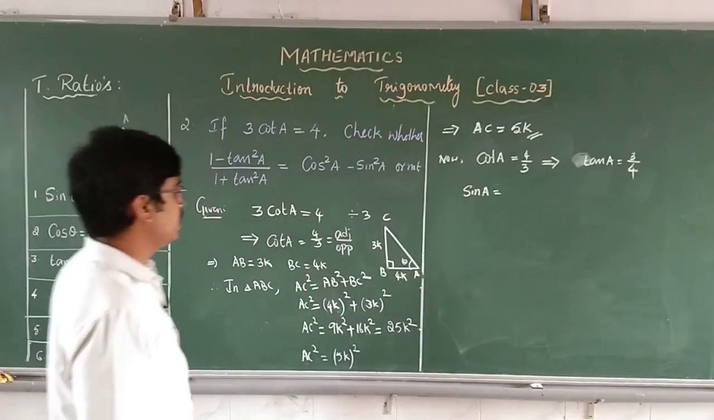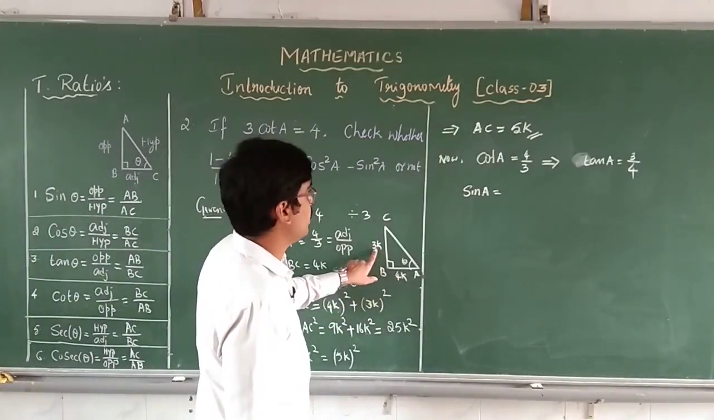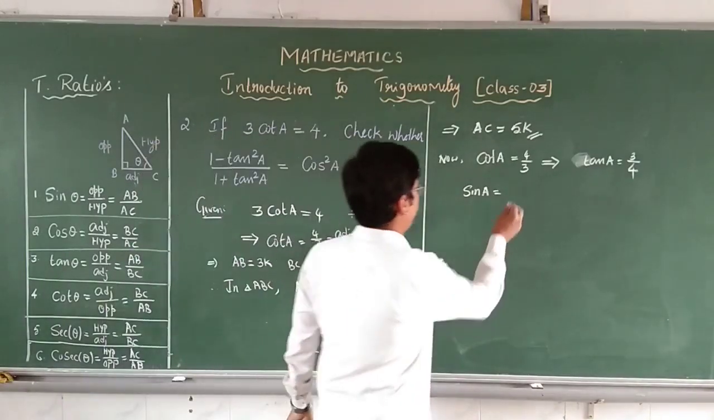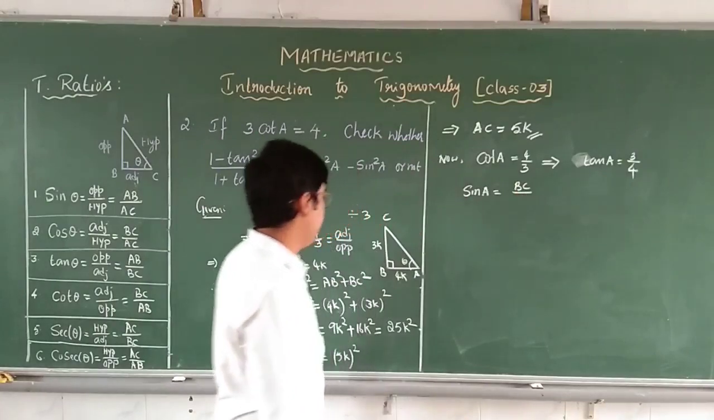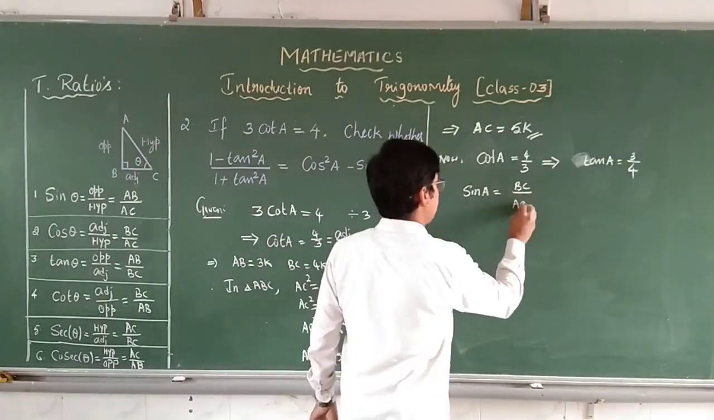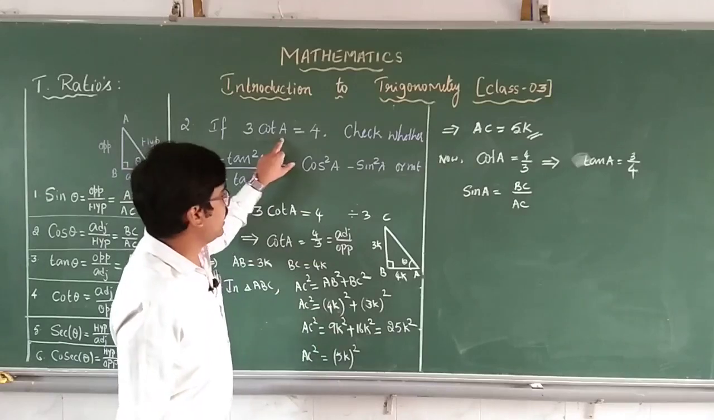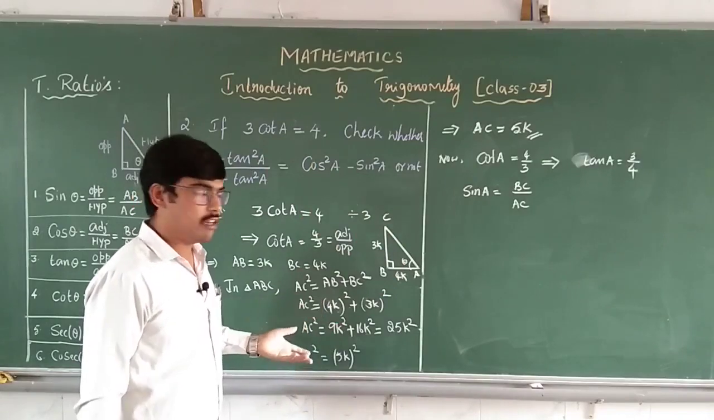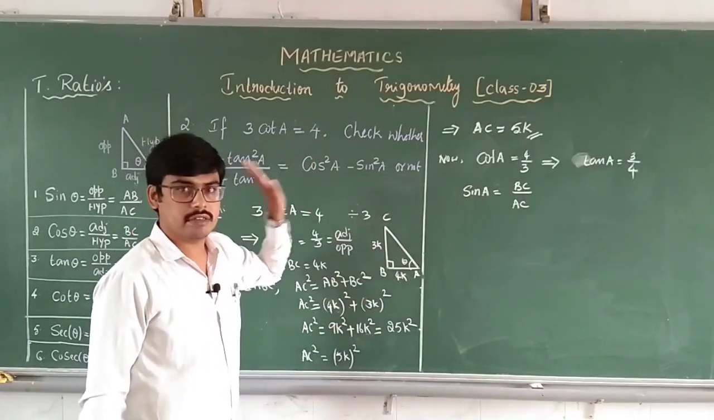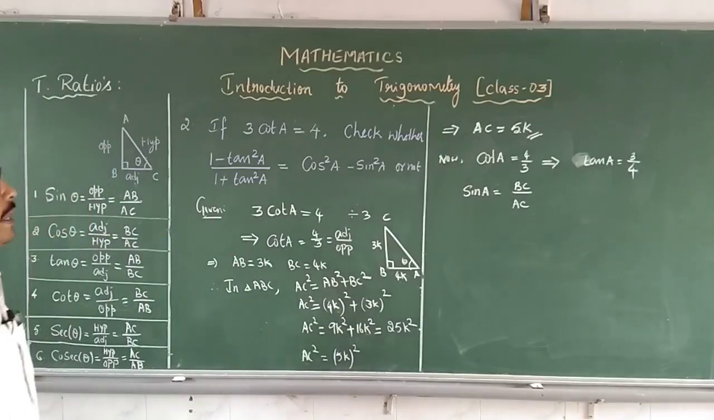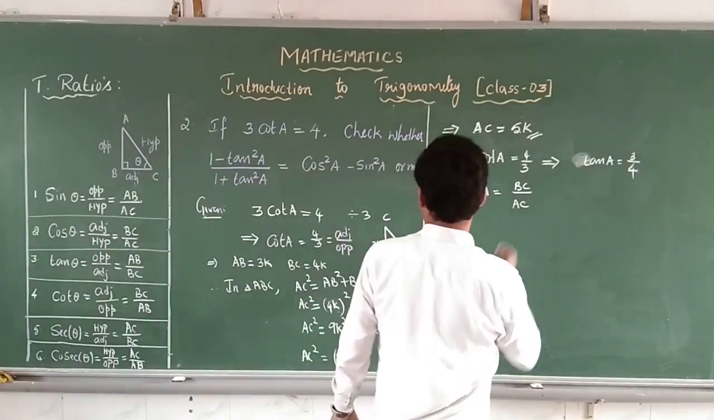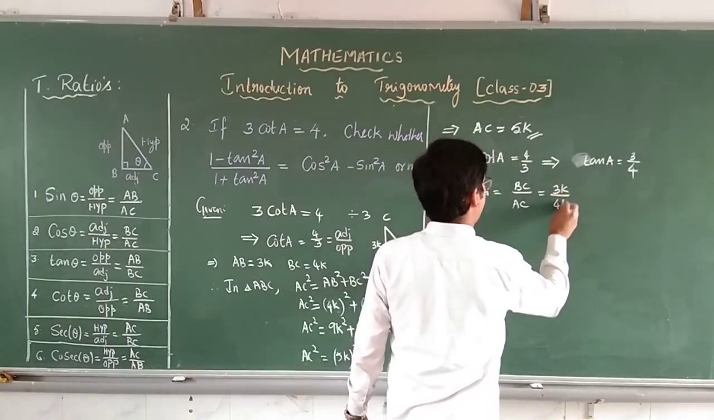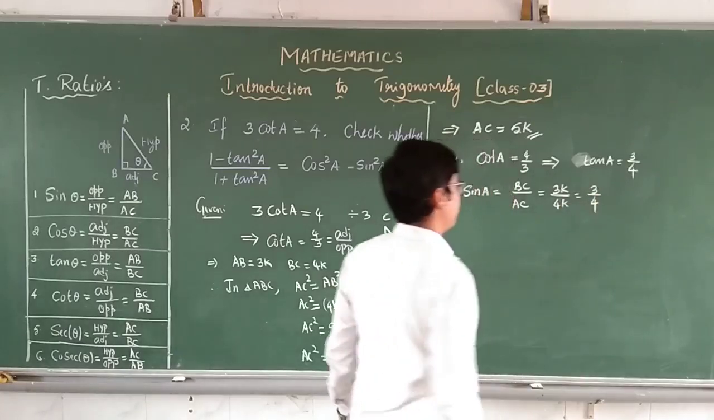So cot A is 4 by 3. You can observe adjacent by opposite is 4 by 3, opposite by adjacent is 3 by 4. Then what is sin A? Sin A is opposite, so BC by AC. One thing, I have taken the acute angle C instead of acute angle A. Only that changed; everything written is correct. Nothing will change, just the name in the figure changed. So BC by AC is 3K divided by 5K, so this is equal to 3 divided by 5.